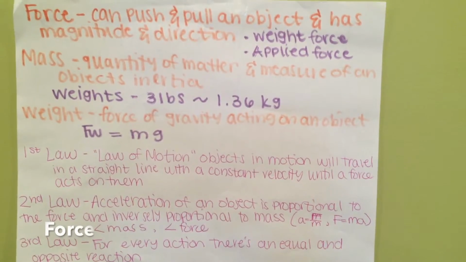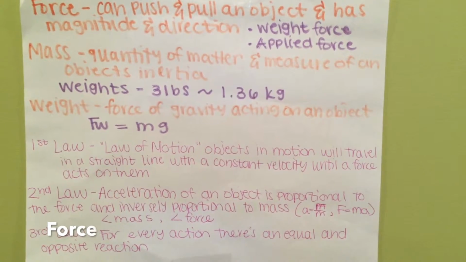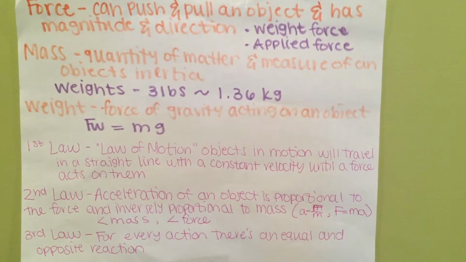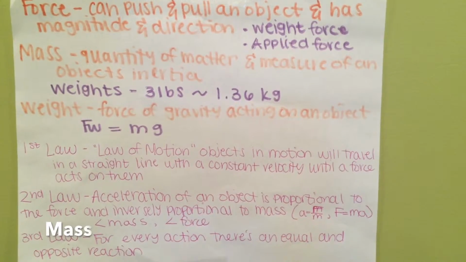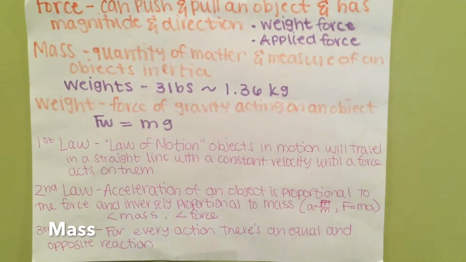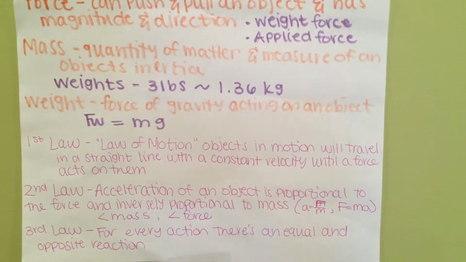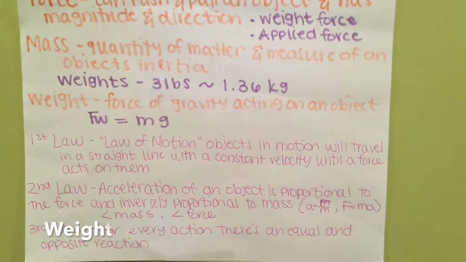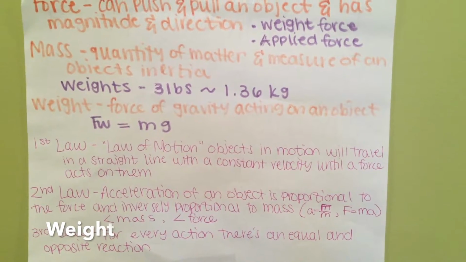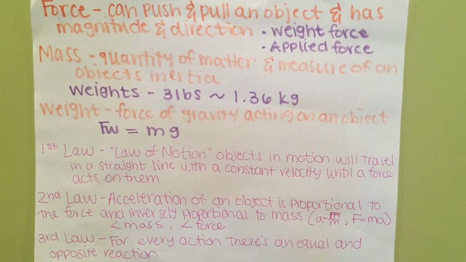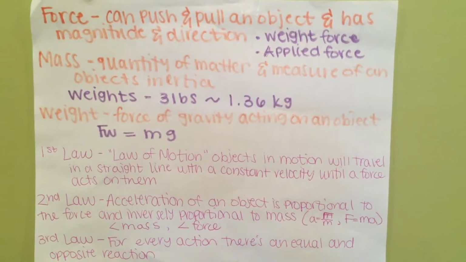Force can push and pull an object and has magnitude and direction. In this problem, there's a weight force and an applied force. Mass is the quantity of matter and measure of an object's inertia. The weight is 1.36 kilograms, and weight is the force of gravity acting on an object. So we'll use the equation weight force equals mass times gravity.